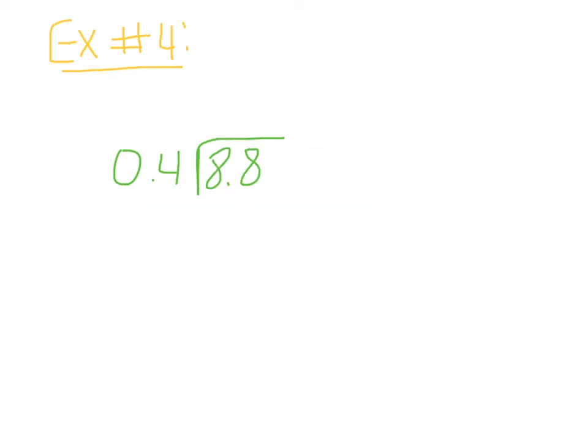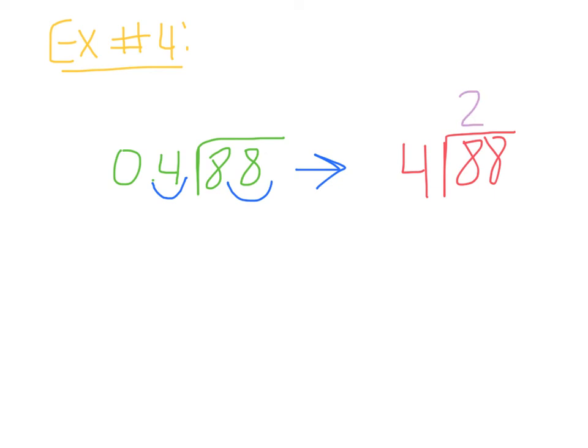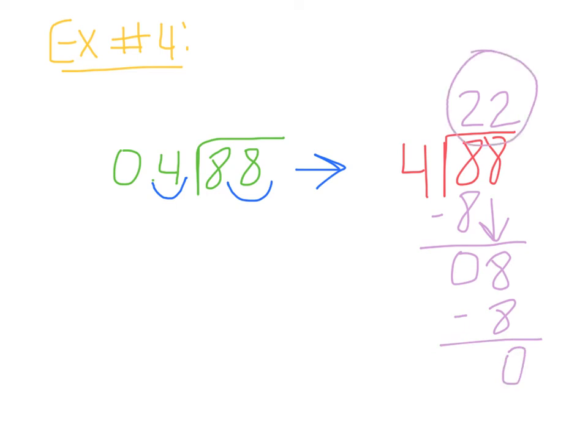Our last example, 4/10. We have to move that decimal one place. So we have to do the same thing in our dividend, move it over one place. And let's rewrite. 88 divided by 4. 4 goes into 8 2 times. 0 left over. Bring down the 8. 4 goes into 8 again 2 times, and it goes in evenly. So our answer is 22.